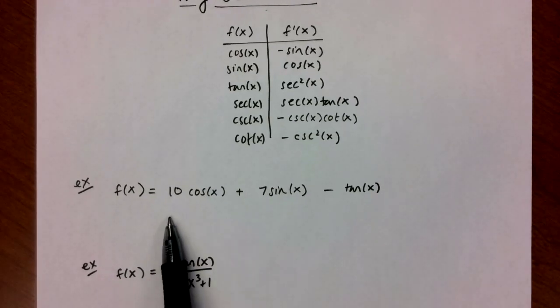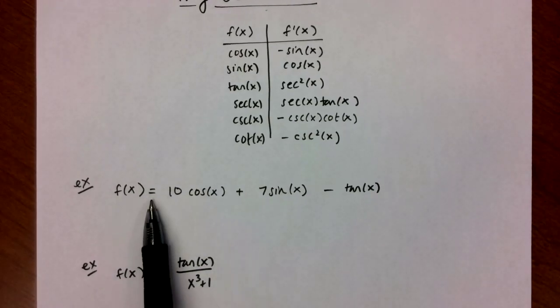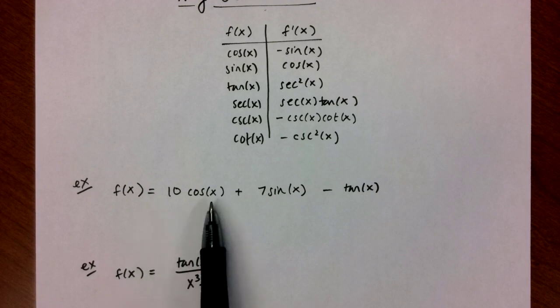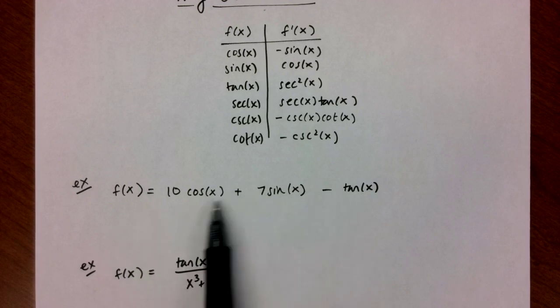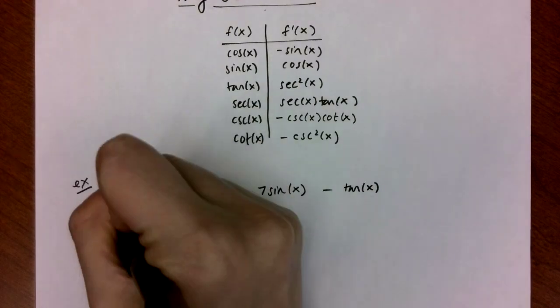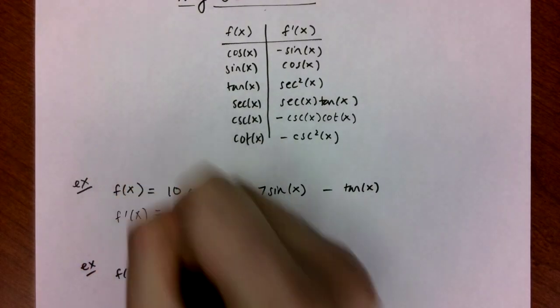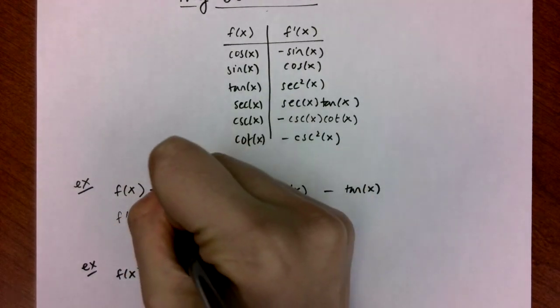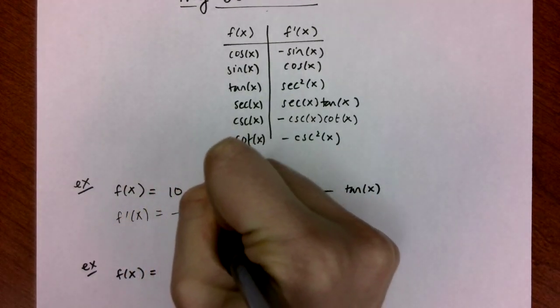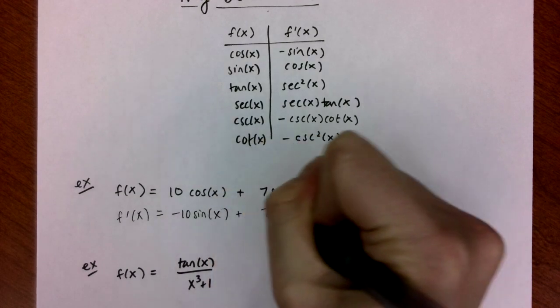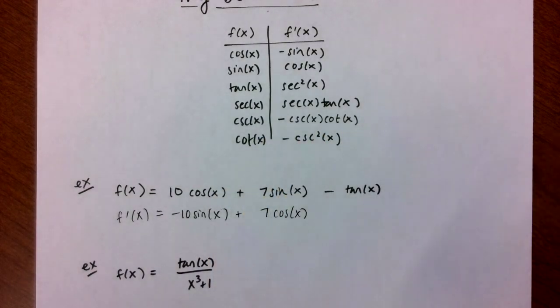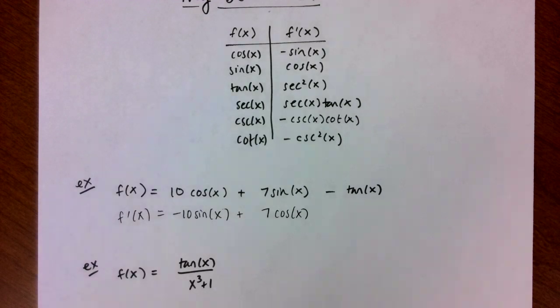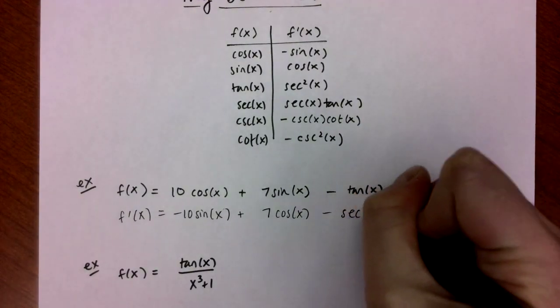So my first function here, whose derivative we'll compute, doesn't involve any fancy rules because it's just adding 3 things that have their own rules. So I can go straight to the derivative f prime. I'll have 10 times cosine's derivative plus 7 times sine's derivative, which is cosine. And then finally, we'll subtract tangent's derivative, which is secant squared.